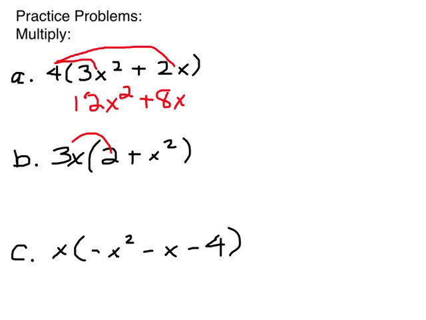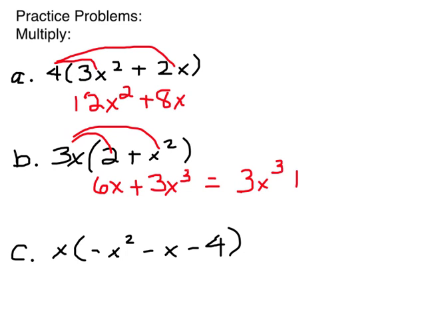3x times 2 and 3x times x squared. 3x times 2 is 6x. 3x times x squared is 3x cubed. And because I said to go in descending order of the variable, I'm going to turn these around. 3x cubed plus 6x. And this is going to be what I write for my final answer.